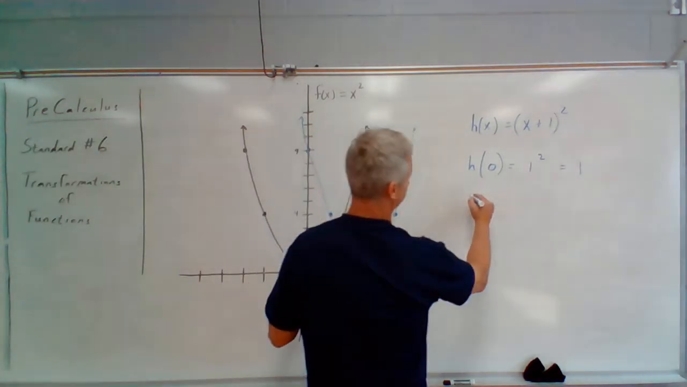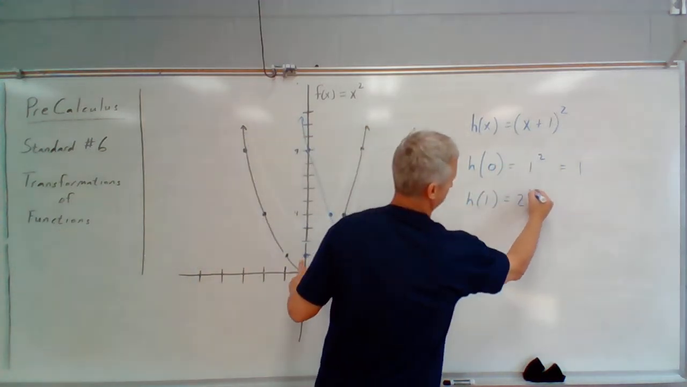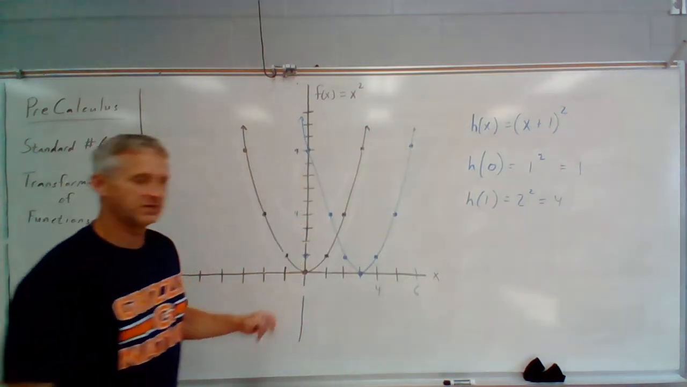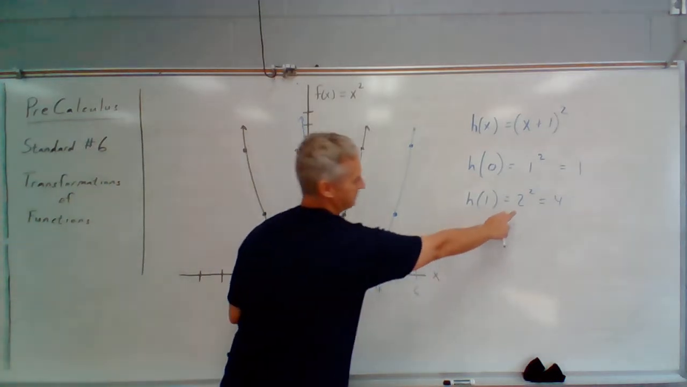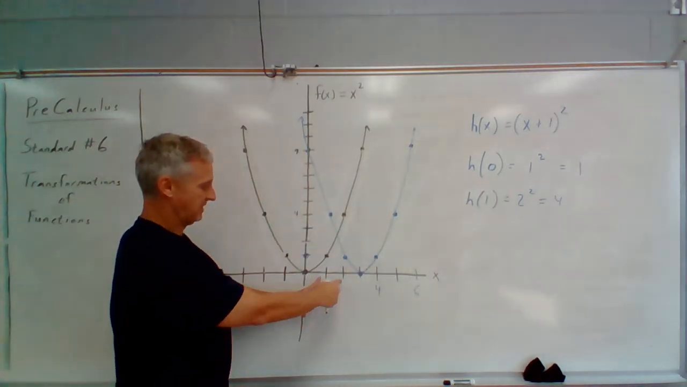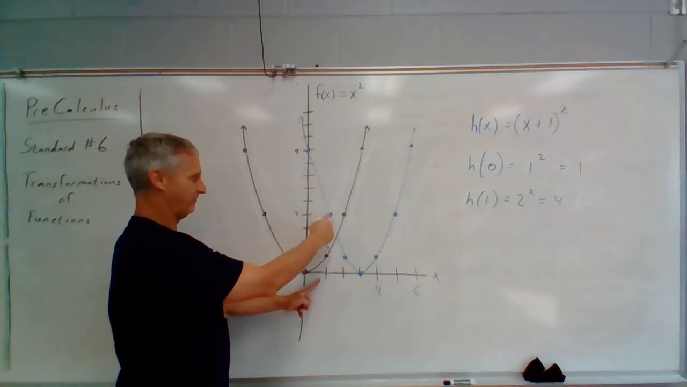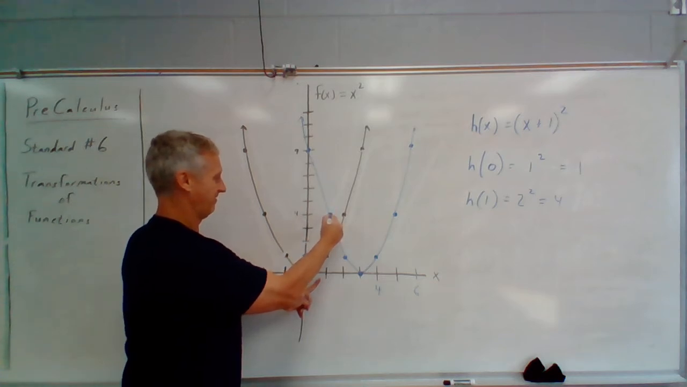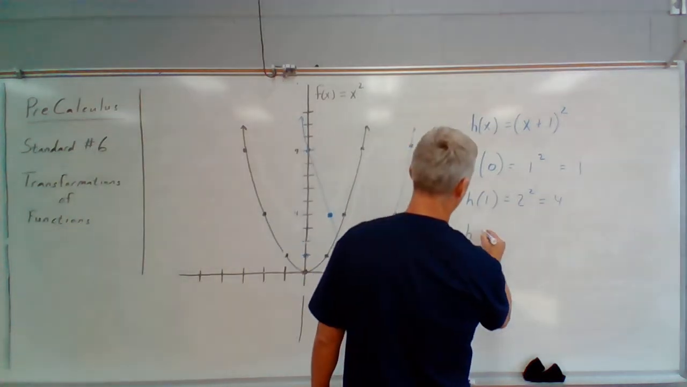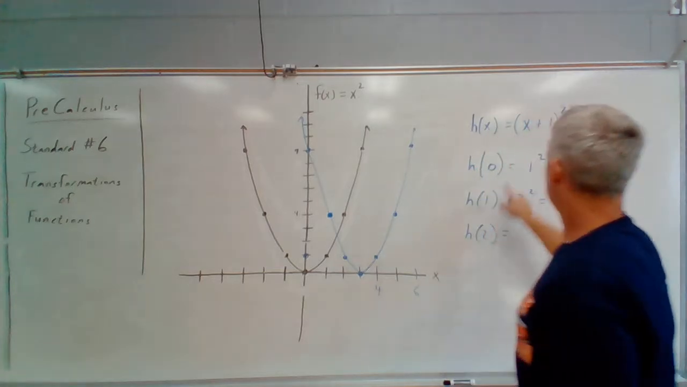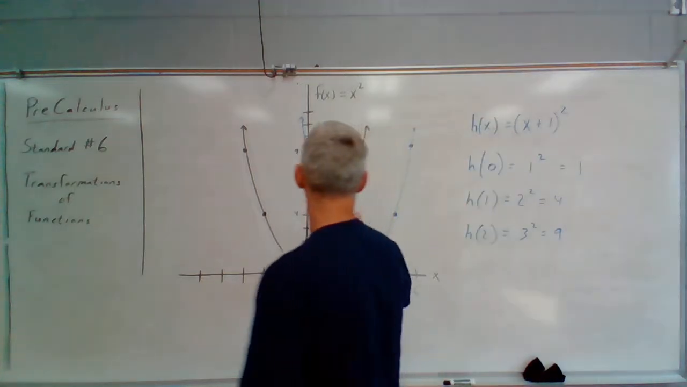All right, let's do another. Let's do h of 1. 1 plus 1 is 2, and 2 squared is 4. So plugging a 1 into the blue function is the same thing as plugging a 2 into the black function. So the point 2, 4 on the black function should correspond with the point 1, 4 on the blue function. All right, let's do another. h of 2. 2 plus 1 is 3. 3 squared is 9. So the point 2, 9.